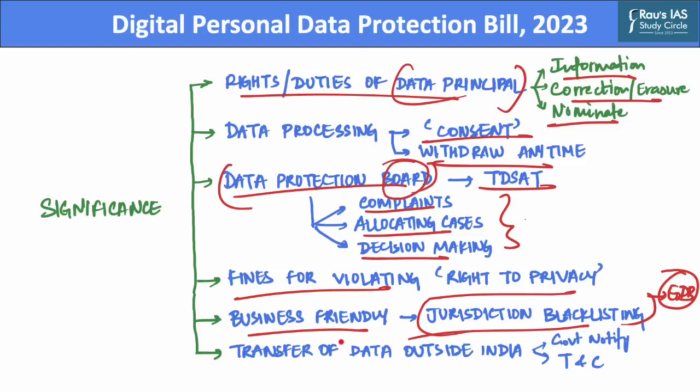Also, this bill regulates the transfer of personal data outside India, as the central government will notify countries where a data fiduciary may transfer the personal data. However, such transfers will be limited by certain terms and conditions. Now, while this bill seems to offer a lot of powers to individuals, there are some limitations as well. Let us discuss these limitations in the next slide.